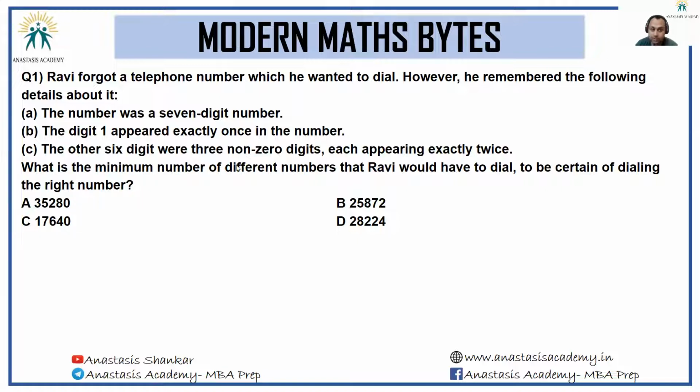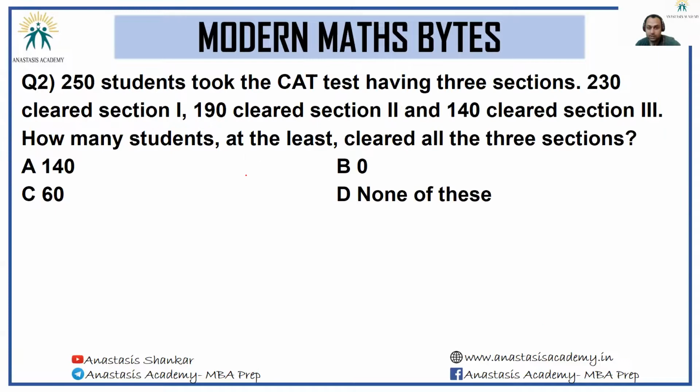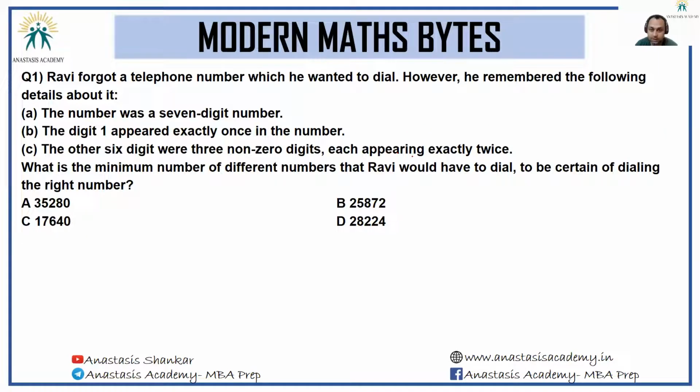The other 6 digits were three non-zero digits, each appearing exactly twice. What is the minimum number of different numbers that Ravi would have to dial to be certain of dialing the right number? First, let's try and see what sort of number it will be.